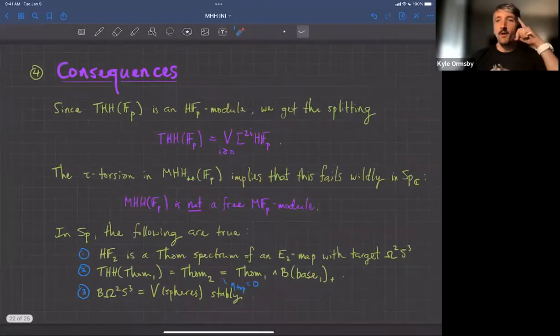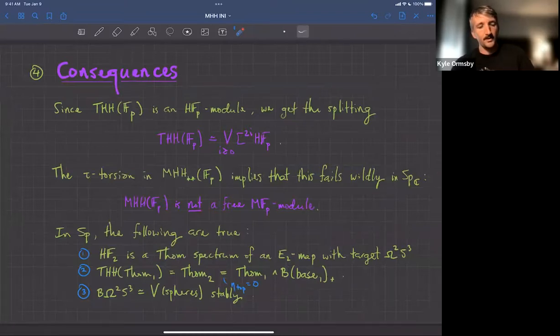Okay, and now I want to talk a little bit about the consequences, and I hope you all will have questions and ideas about this as well. Straight off the bat, we see classically that THH of F_p is an HF_p-module, and we know its groups, so we immediately get a splitting of THH(F_p). It's just a bunch of suspensions of the Eilenberg-Mac Lane spectrum.